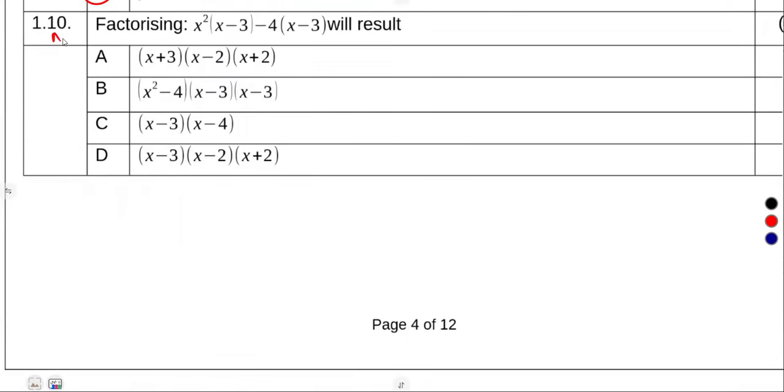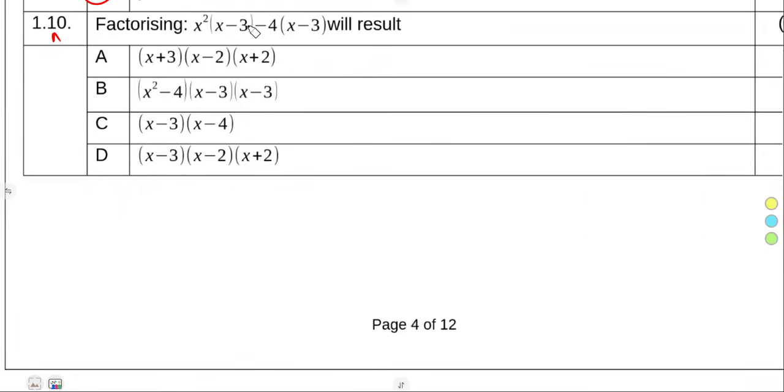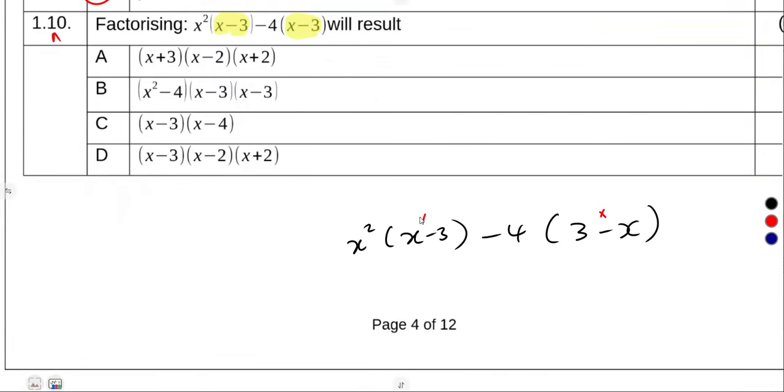All right, factorize on 1.10. In this case, from what we have, we can see that the brackets this time are exactly the same. It is different from a question that we had previously, which was like this: x squared into x minus 3 minus 4 into 3 minus x. When the two brackets here are different, but you can see that if you factor out a negative, the second bracket will be the same as the first one. That's where you have to factor out the negative so that it will be the same as the first one. But in our case, they're exactly the same.